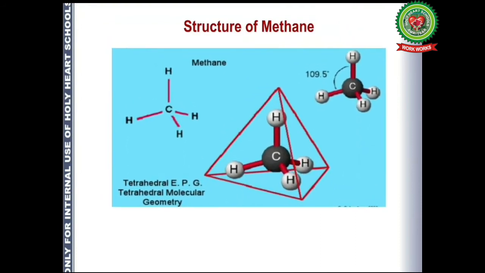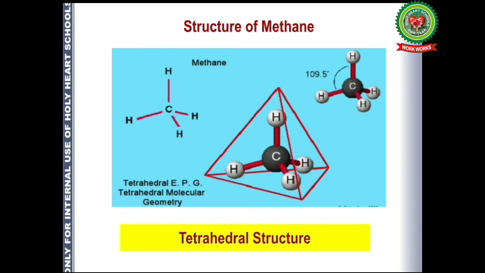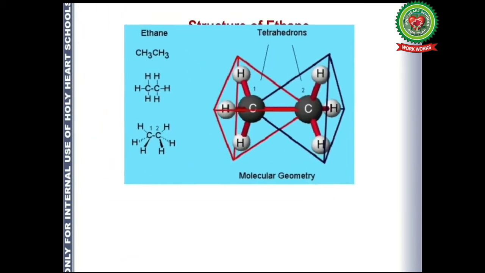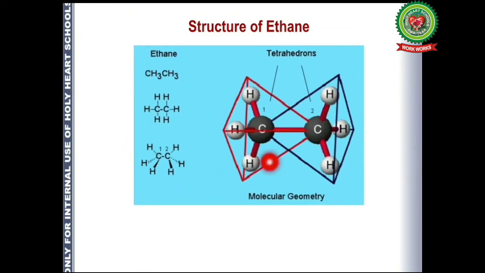So methane, the formula is CH4. Carbon is a non-metal, hydrogen is also a non-metal, so it is a covalent bonding. It is arranged in a tetrahedral form, that is, 4 bonds are arranged in a tetrahedral form, so it has a tetrahedral geometry. In the same way, in case of ethane, 2 tetrahedrals are joined together. This carbon has 3 hydrogens attached, and another CH3 has been attached. So 2 tetrahedrals are joined together in the ethane structure, but the bonding here is covalent.